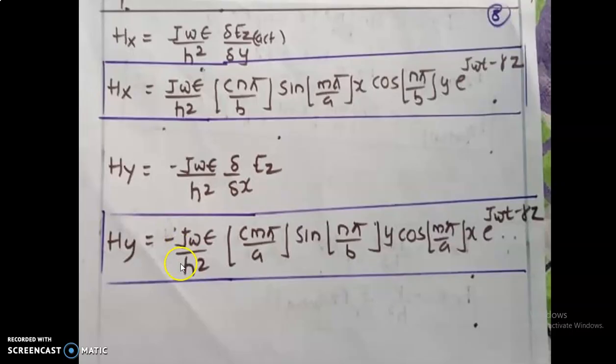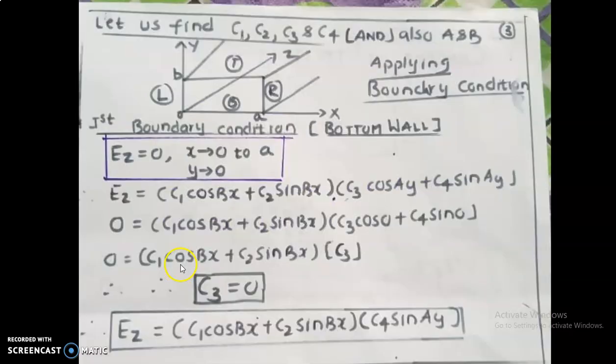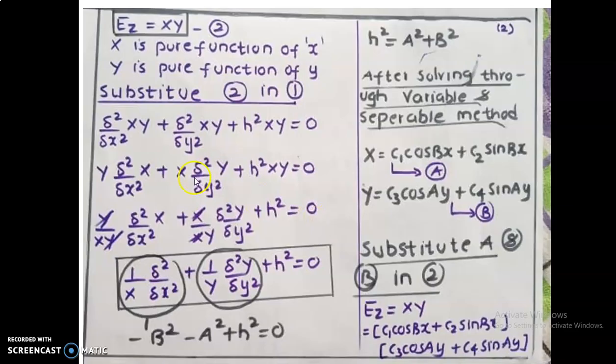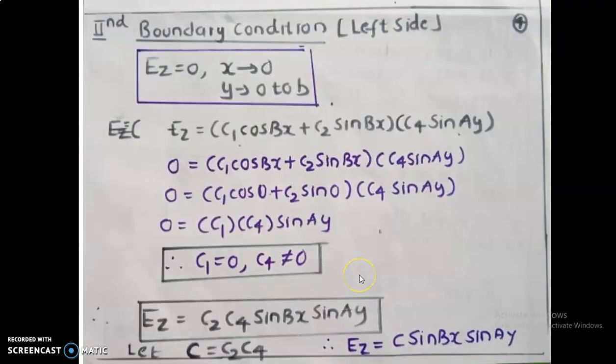Now for the conclusion part, students try to understand. This is a very simple derivation. You have to write the conditions of TM mode. Yes, this is the TM mode we got from the wave equation. Then we are going to find Ez as a basic thing. We assume that Ez is a multiplication of X and Y. Through some derivation we got X and Y, which consist of constants. We got all the constants using all the boundary conditions.